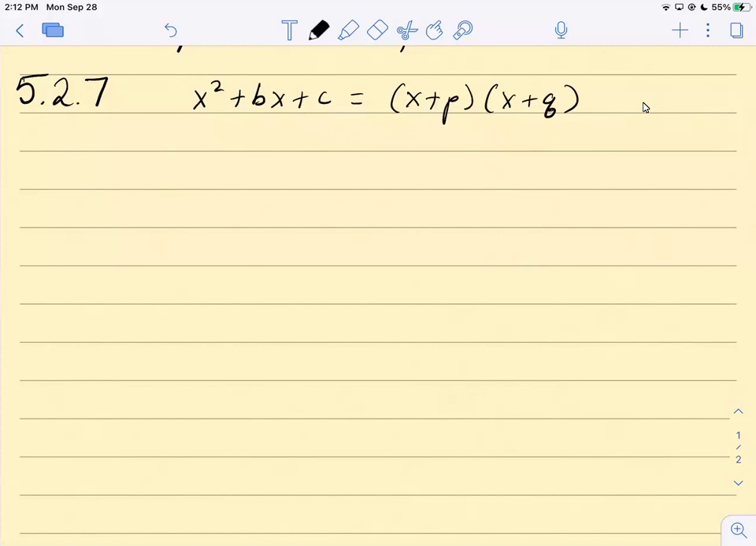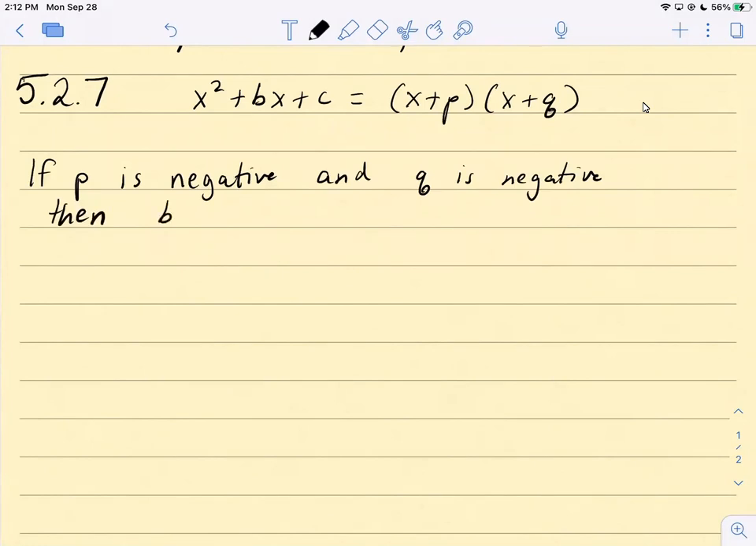Let's complete the following sentence. This is number 7. If p is negative, and q is negative, then p must be blank and c is blank. All right.